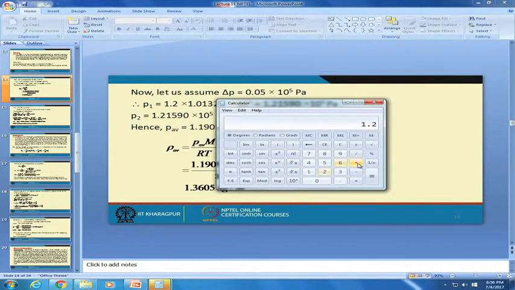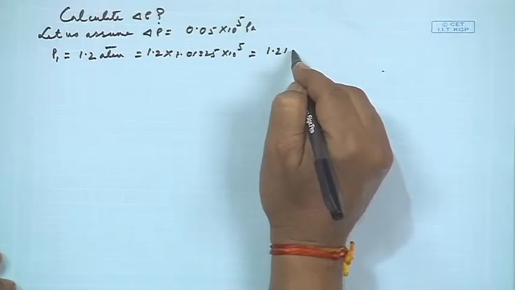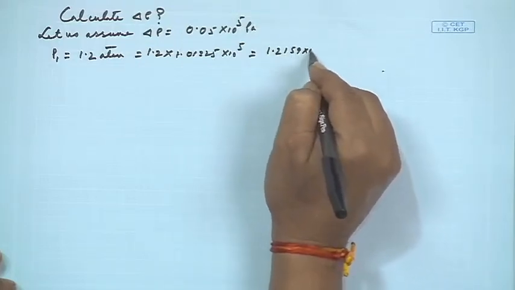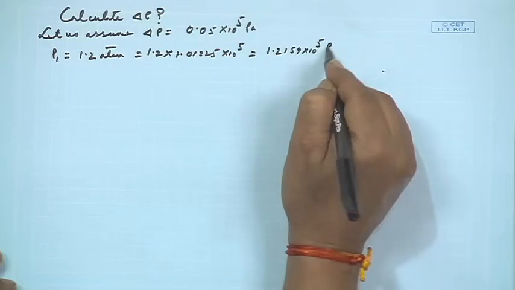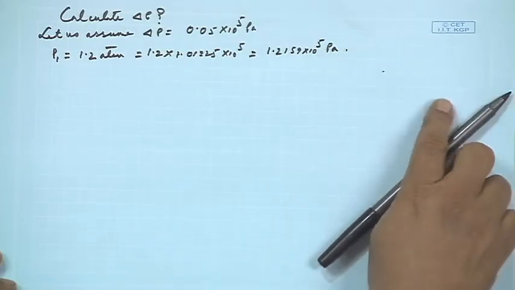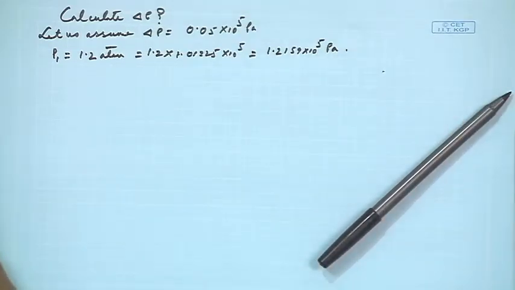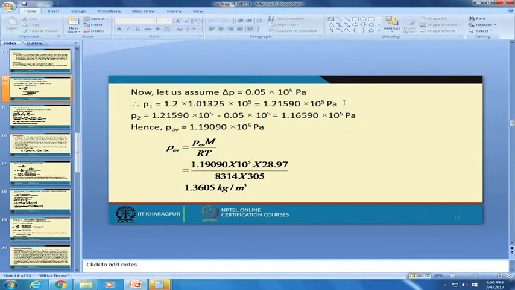1.2 into... 1.01325 is equals to 1.2159 into 10 to the power 5 Pascal, right? So this we have seen.